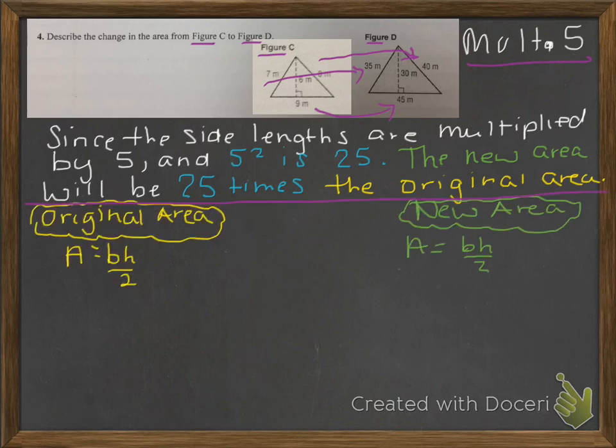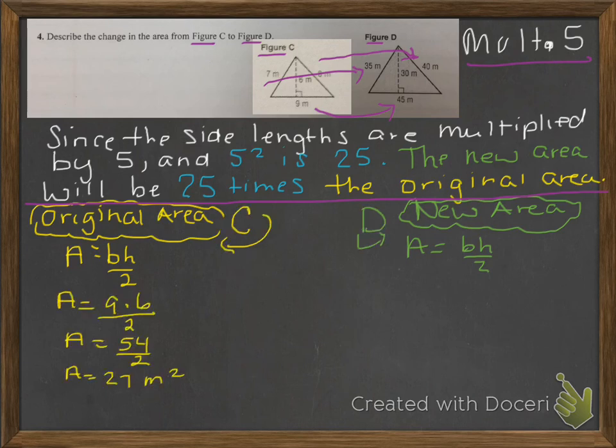Okay, so as you can see, I've set up both sides, the original area and the new area, and I've started each of the problems out with the formula, base times height divided by 2. So now we're just going to plug in the information so that we can justify or prove our response. So as you can see, I went ahead and found the base, which is right here, 9 meters, times the height, which was 6 meters, and I went ahead and plugged that in. 9 times 6 is 54, divided by 2 gives me 27 inches squared.